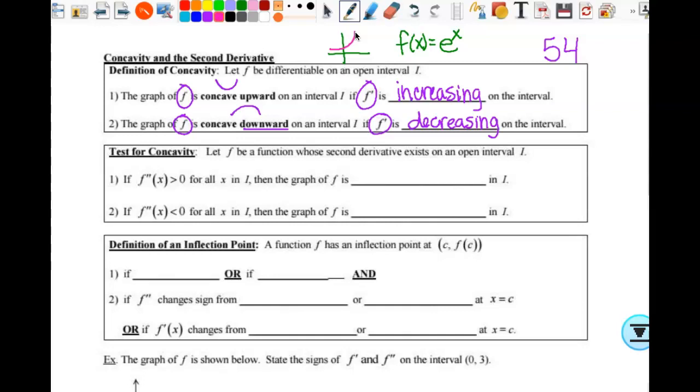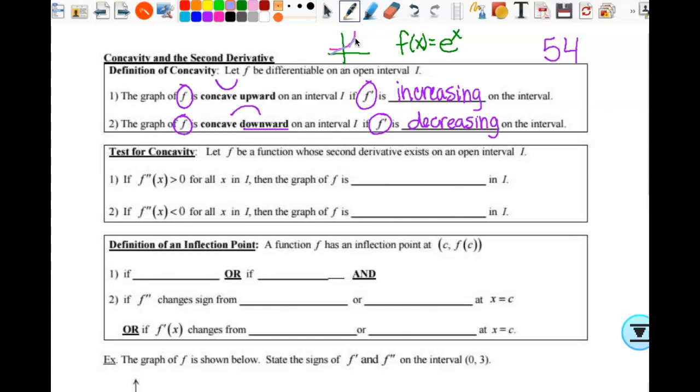Another way to look at that, so let's say that we didn't know that the derivative was e to the x. The derivative is the slope of the tangent line, right? So if I put little tangent lines here, then I can see that my slope is actually increasing, and you can look at it that way as well. Okay, we good with that?